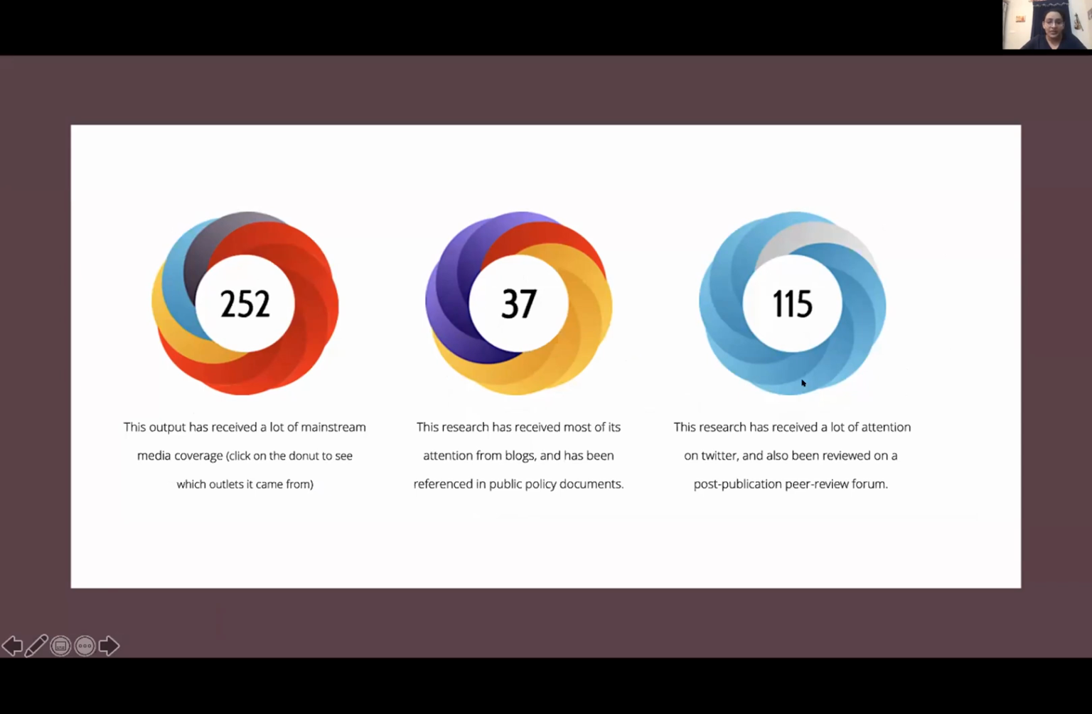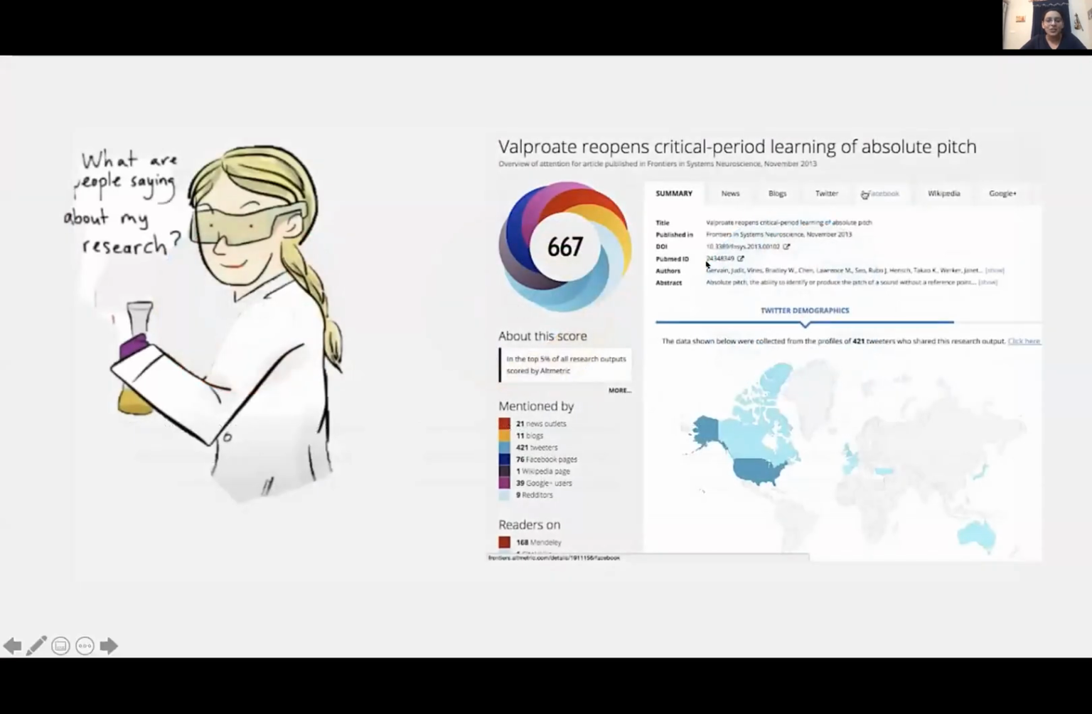For example, if it is more blue in color, then it's probably from Twitter, while this one has received its attention more from blogs and from policy documents. While here, it's more of mainstream media coverage like news items. And then the number, it's another story which we'll come to in a while.